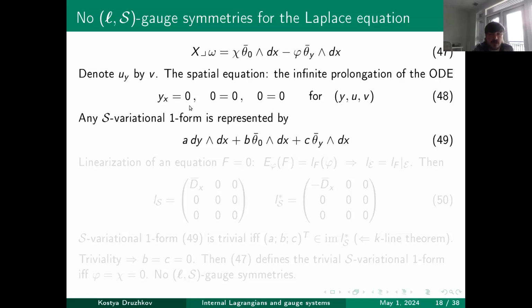So we should calculate the corresponding S-variational one-forms. We are going to determine when the differential form 47 represents the trivial S-variational one-form. So we want to describe trivial S-variational one-forms. Any S-variational one-form is represented by a differential form 49. Here we have some arbitrary functions on our equation manifold, a, b, and c, and any S-variational one-form is represented by the differential form 49. We just need to understand how to choose a, b, and c.